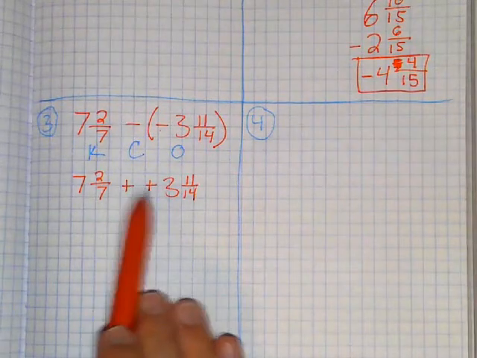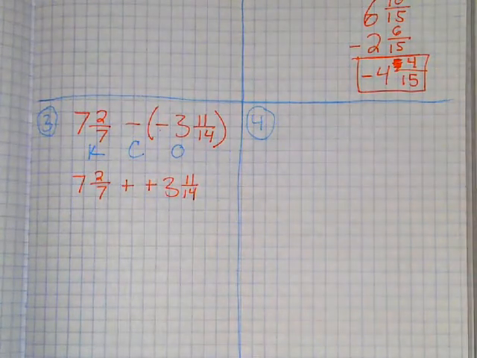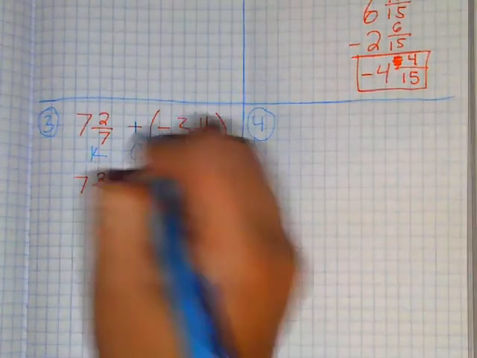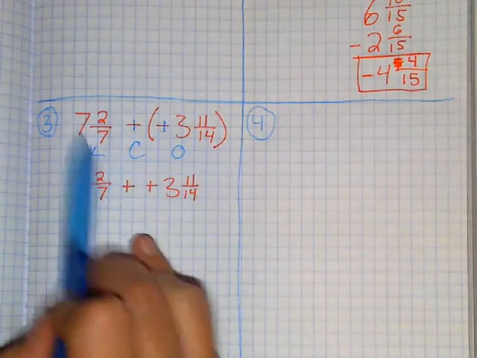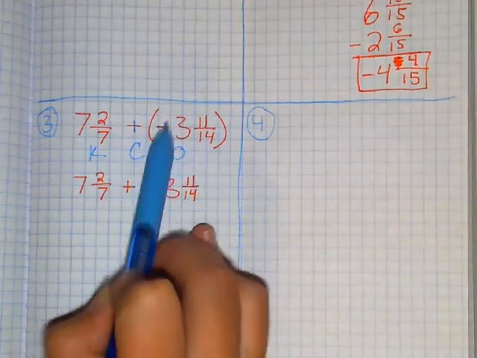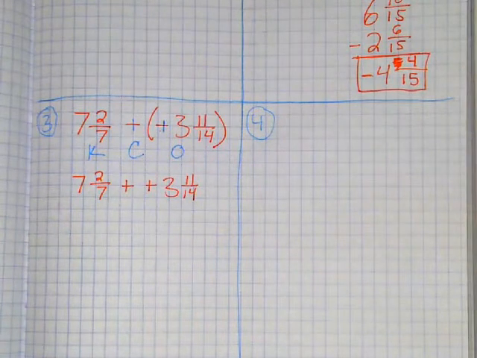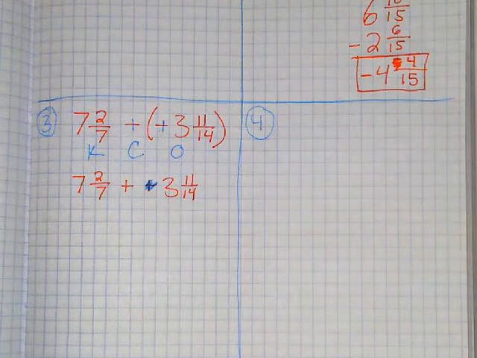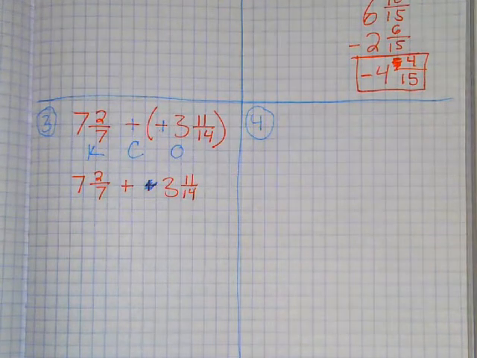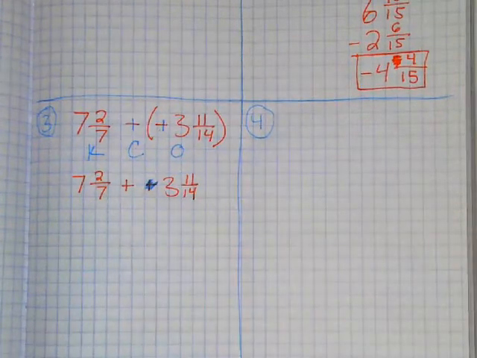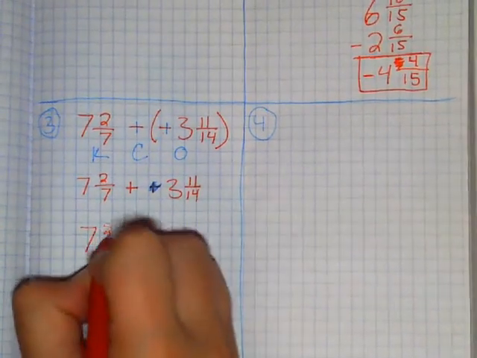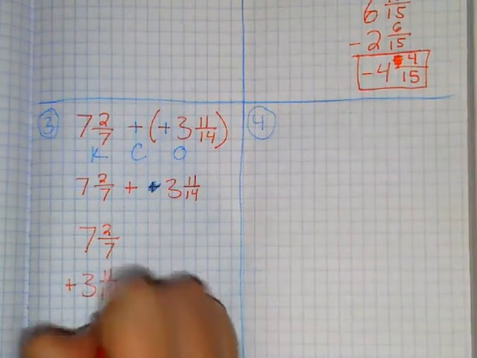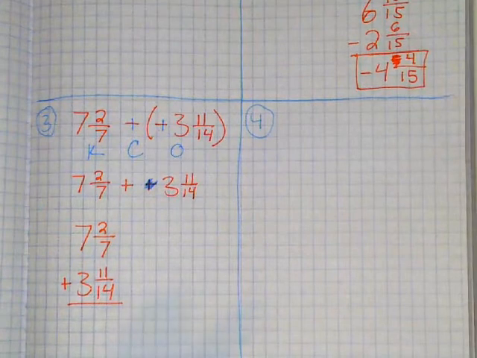Now, the reason I put a plus positive, you don't always have to do that, but I wanted to show you something. So if you know to keep, change, opposite, you can already go ahead and keep the first one, change that to a plus sign, and change that to a positive. Okay? But we really don't need that second positive there, that second plus sign. So we have 7 and 2/7 plus 3 and 11/14. They're both positive numbers. They both have the same sign, so we are going to add.